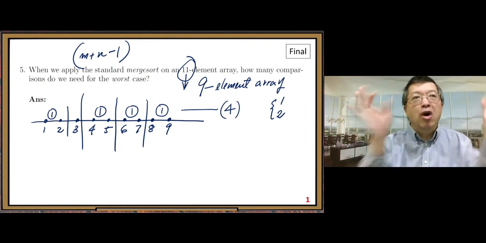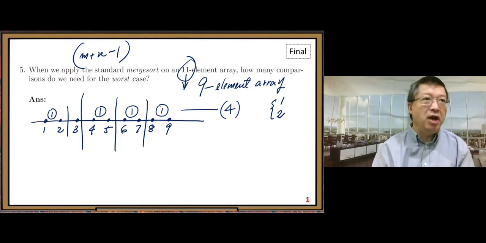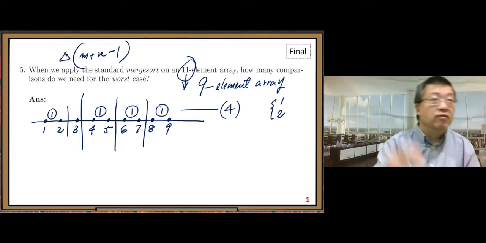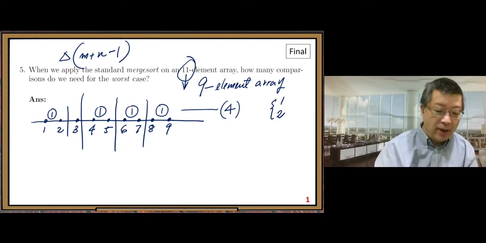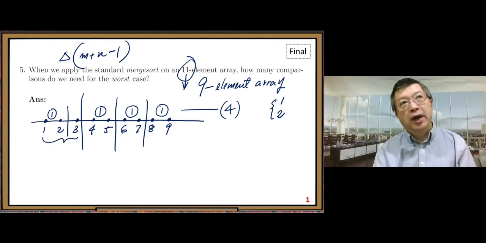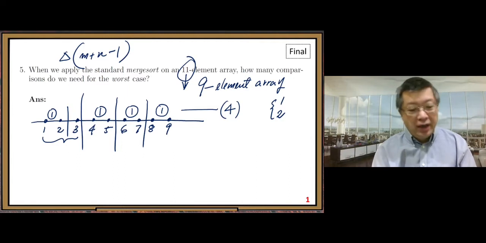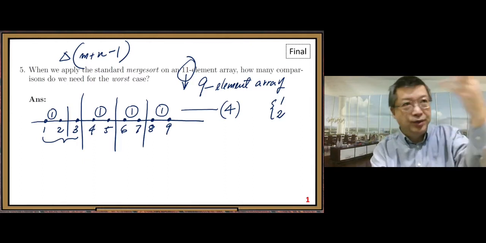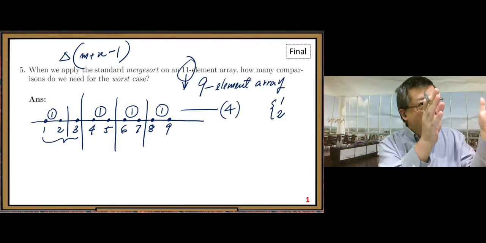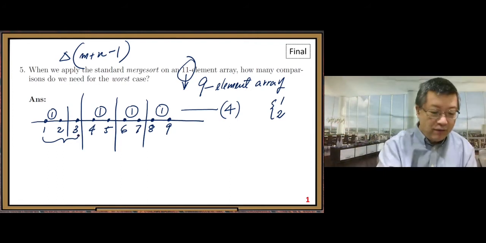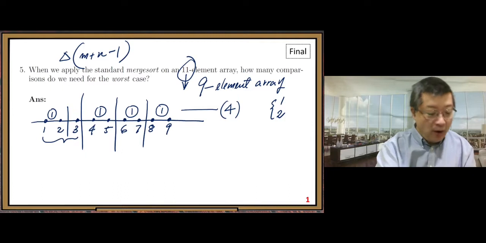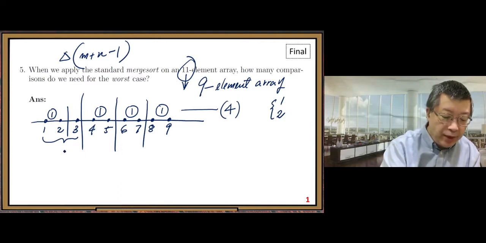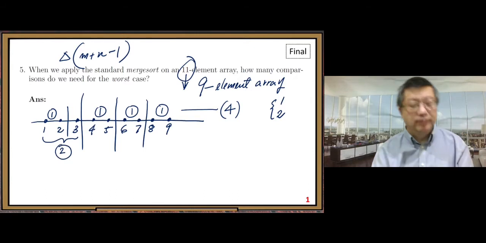Next, the merge, the standard merge step, using this formula for the worst case, level by level. The next level, let's merge these two subarrays. How many comparisons? m plus n minus 1: 2 plus 1 minus 1, that's 2. Or the total number of elements minus 1. The total is 3 elements, minus 1, so we need 2 comparisons for the worst case.